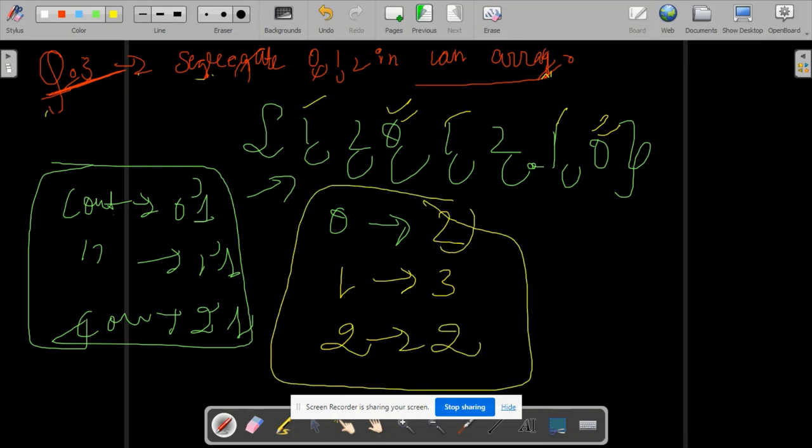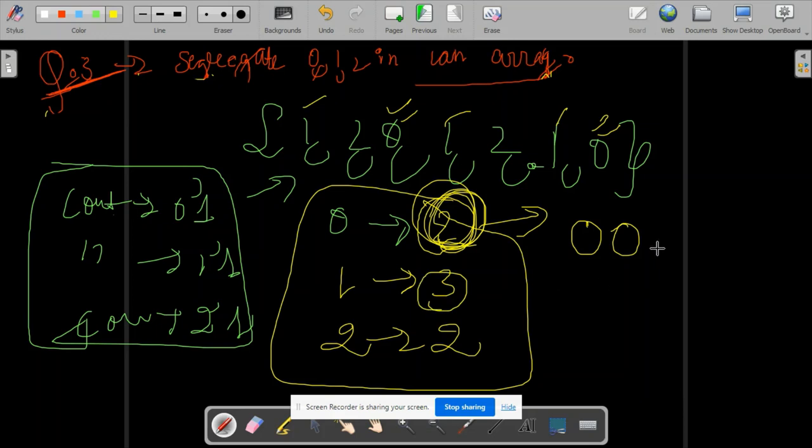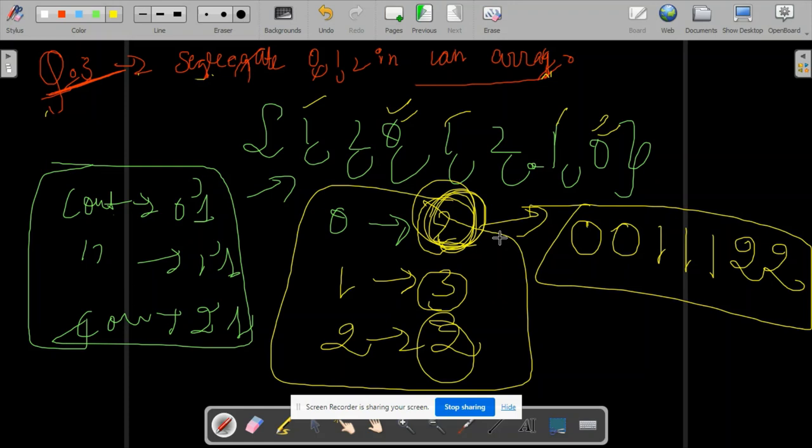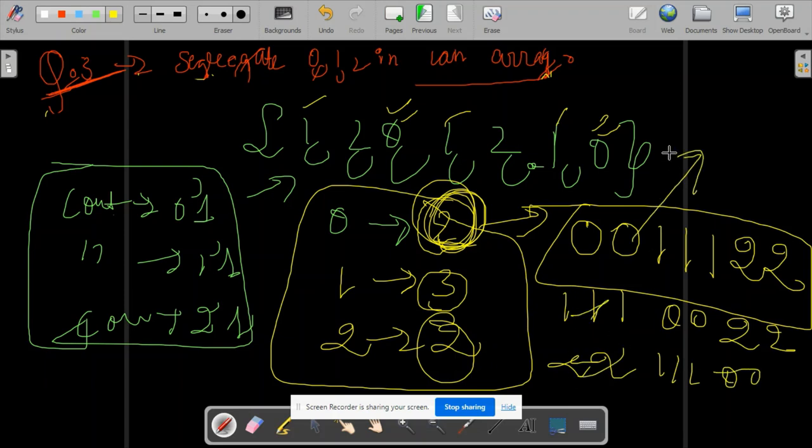Now, run a loop and print this 0 two times, because its frequency is 2. I told you, the frequency is the number of times it appears in an array. 1 is appearing 3 times, so put 3 ones here. 2 is appearing 2 times, so put 2 twos here. This is how you segregated 0, 1 and 2. You can segregate it by keeping 1 first and then 0, 0, then 2, 2, or keeping 2 first, then 1, 1, 1, 0, 0. Any way you can do, but this is a general way.